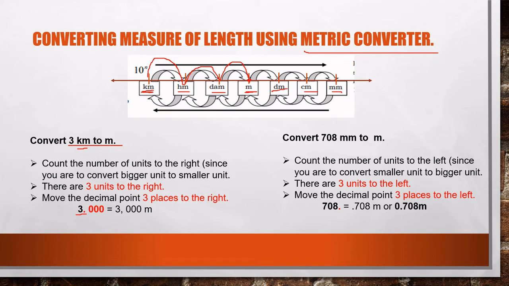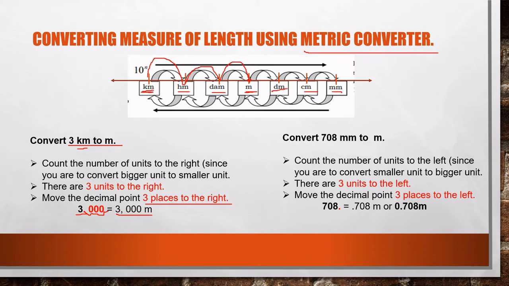As you can see, 3 is a whole number, so the decimal point is placed on the right side. So move the decimal point 3 places to the right. So from the decimal point, you move 3 places to the right. So that is 1, 2, and 3. Okay, then add 0. So therefore, the answer is 3,000 meters. Okay, next, number 2.